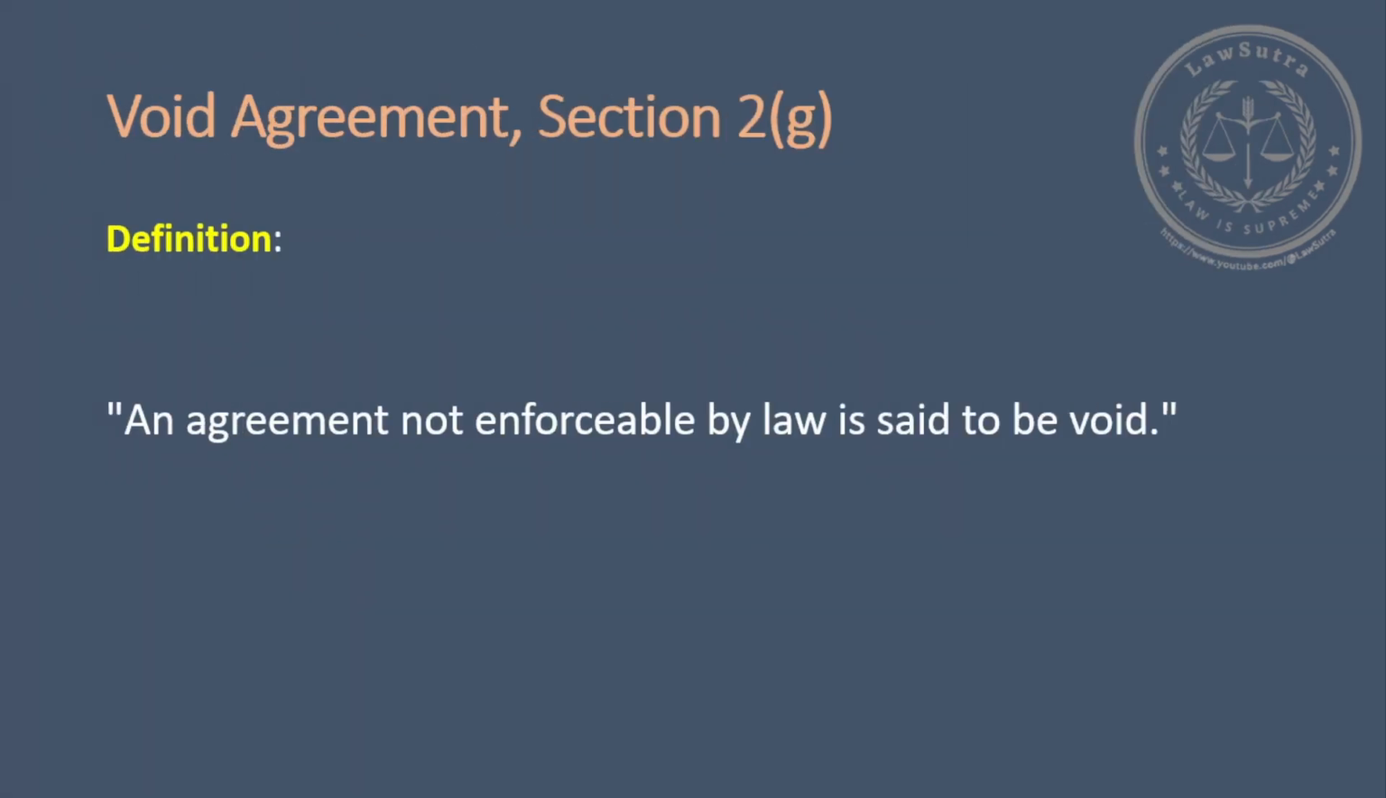Next one is void agreement. Section 2, subsection G, definition of void agreement. An agreement not enforceable by law is said to be void.